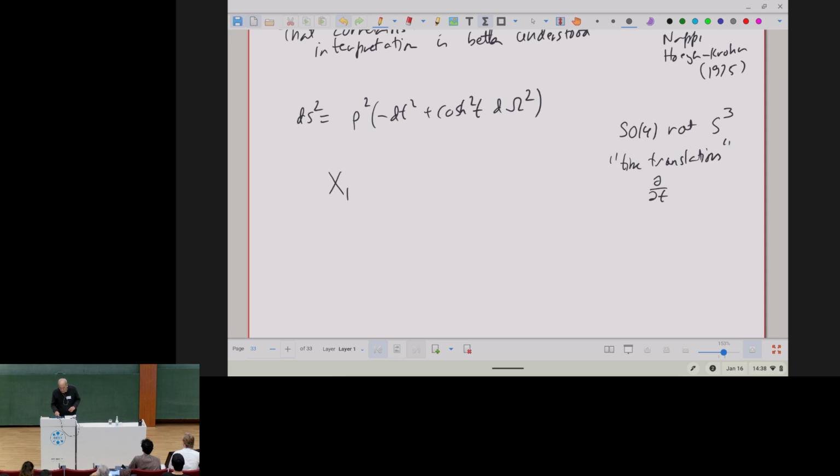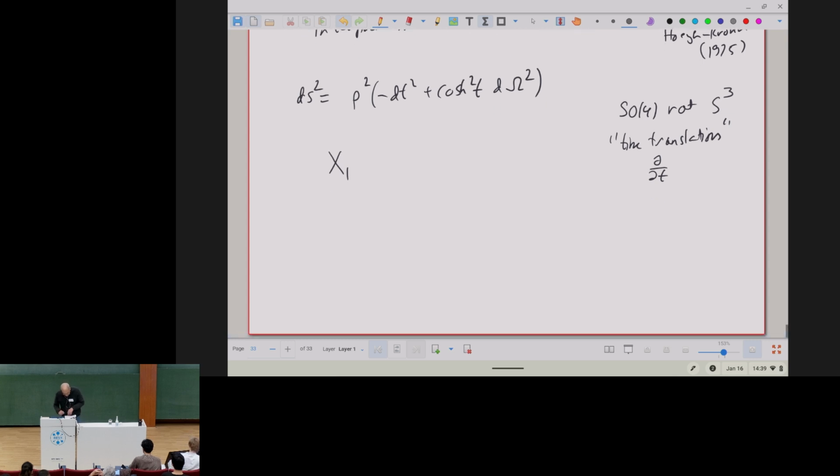It does not, this way to write it does not make the full symmetries obvious. I will now rewrite the metric in a way that makes all the symmetries obvious. And in my lecture notes, but I think not in the lecture, there's a third way to write the metric that makes the analogy with the black hole in some ways more obvious. But I'll leave you to read about that.